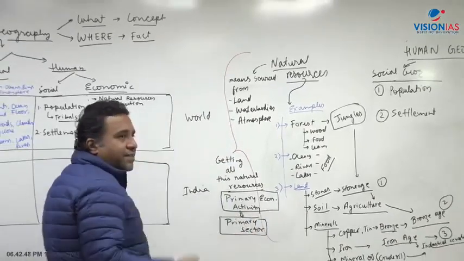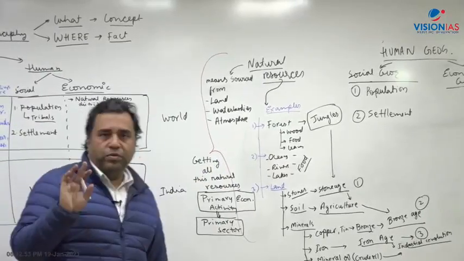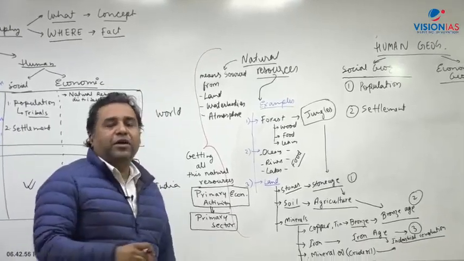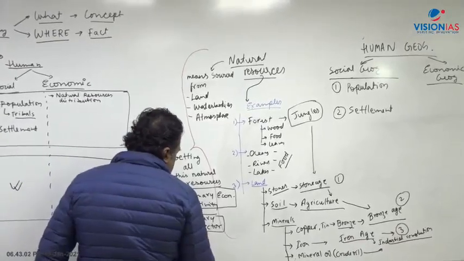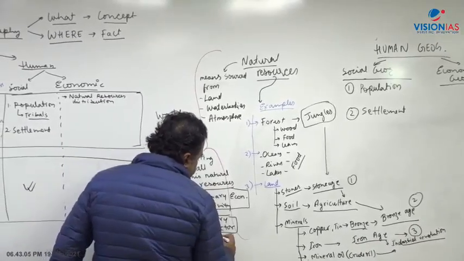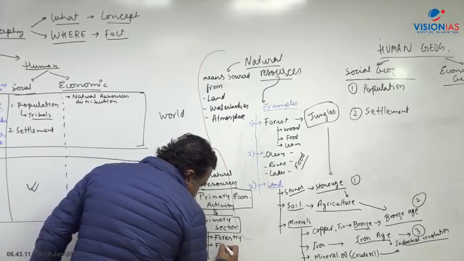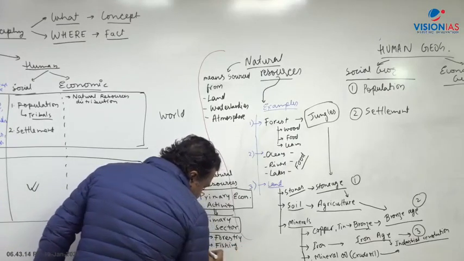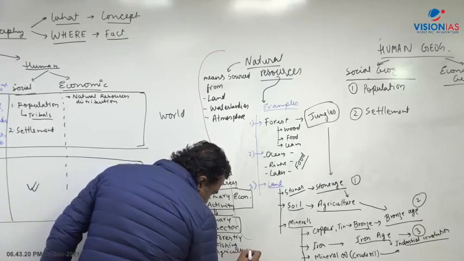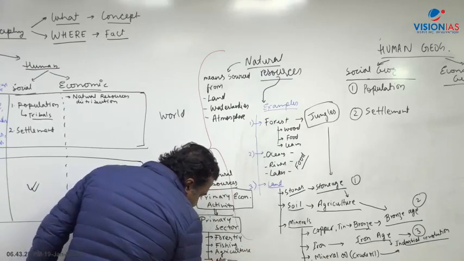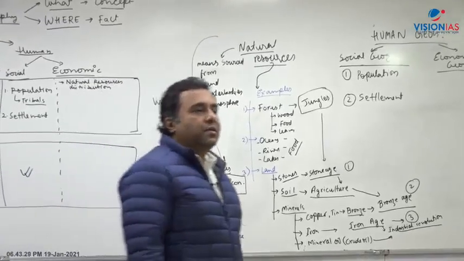What is the activity in primary sector? Economic activity. We collect the natural resources. We collect and grow. That's it. So agriculturally you grow or otherwise you mine and collect. Okay. So primary activity, if I say, what will it include? It will include forestry. Okay. Then fishing. Then agriculture. And then mining. Mining means getting the resources.